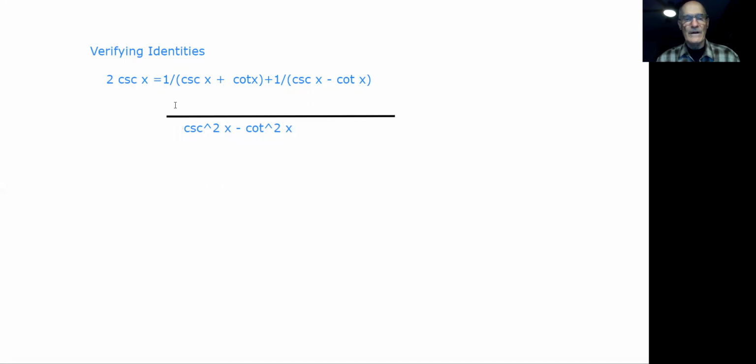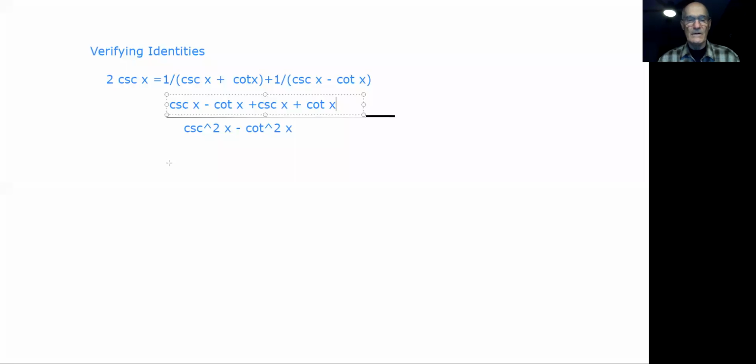Now, the numerator up here will then be, okay, we have to multiply the first term by this, so we have cosecant x minus cotangent x, and then in the middle there plus, and we multiply the second term by the denominator of the first term, so then we have cosecant x plus cotangent x. Now, if you'll notice what happens here, we have a minus cotangent x and a plus cotangent x, so those two are going to cancel.